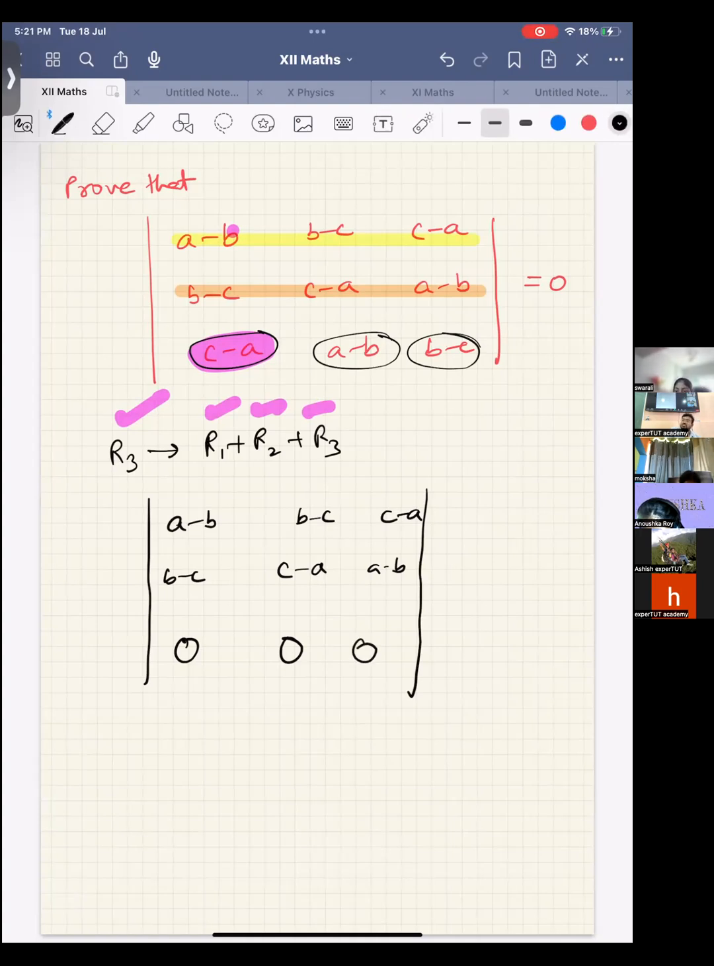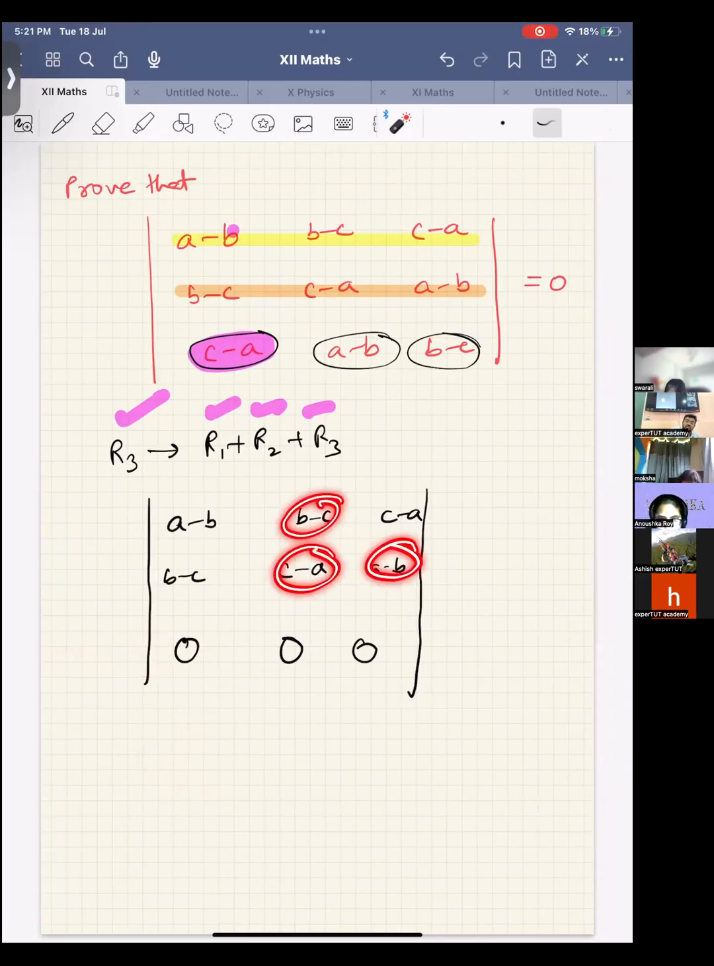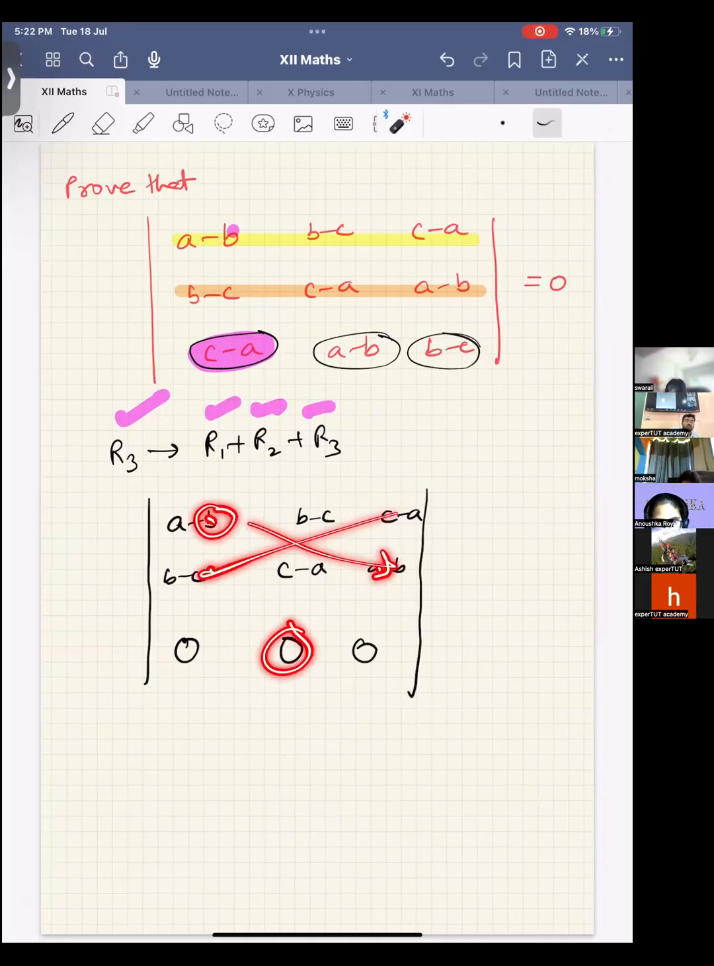Now, one row is 0, therefore the determinant is 0. The reason is, if you try to expand the determinant from this row, it will become 0 into this minus this into this, again 0 into this minus this into this minus this into this. So it is 0.